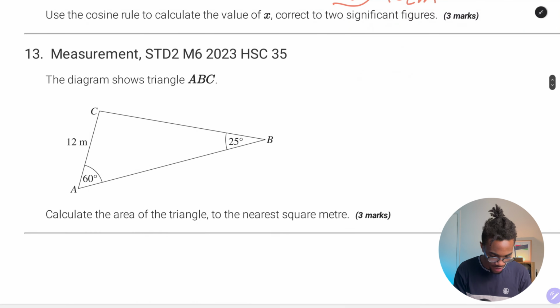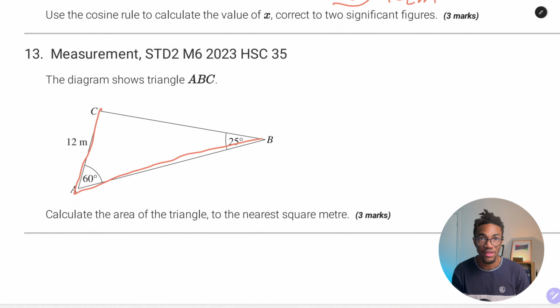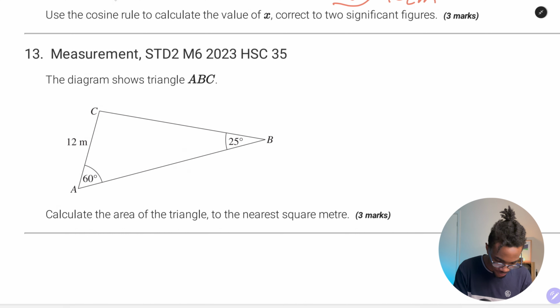Okay, so next one. The diagram shows triangle ABC. Calculate the area of the triangle to the nearest square meter. Okay, so remember for this, we need our ice cream cone shape, right? We've already got a bit of that here. So the next thing we need is this side. If we get this, then we can use it to calculate the full area. So it's like a two-step question. We're going to use sine rule to find AB.